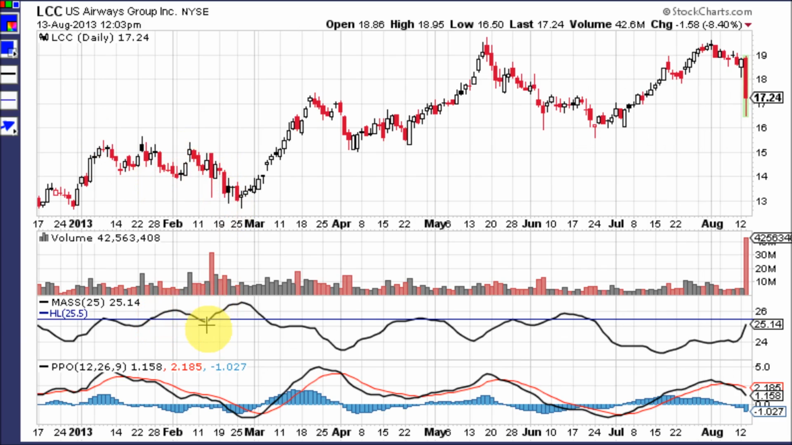So here is your next. This bulge right here finished off right here. It began right here and ended right here, and PPO said down. The histogram was down, PPO was down. Okay. The next signal comes here.